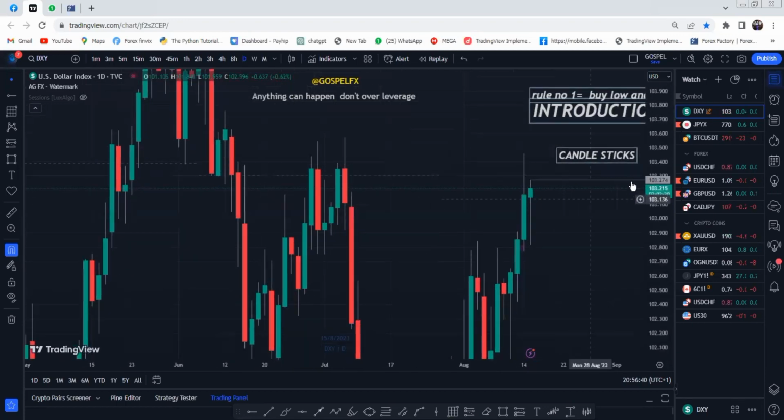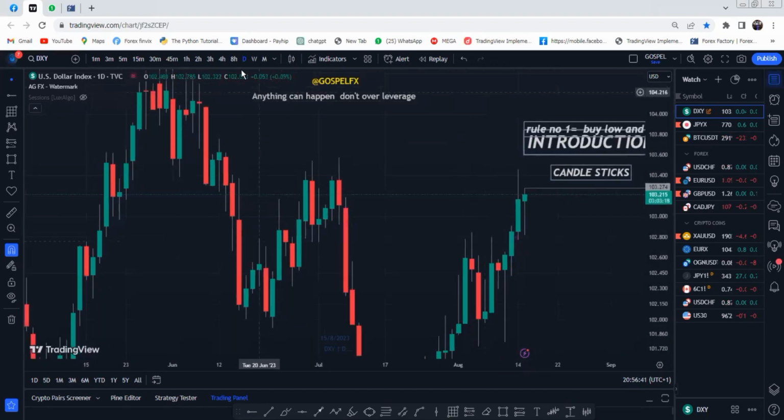Now each candlestick that you see on my chart, as you can see here, it has been highlighted that this is D, which is 1 day. Each candlestick that you see on my chart here takes 24 hours to open and then to close, then another one opens. Each candlestick here takes 24 hours to open and then close.